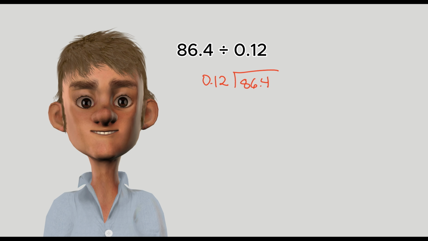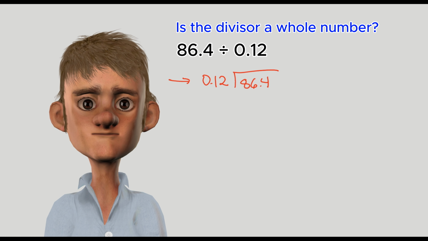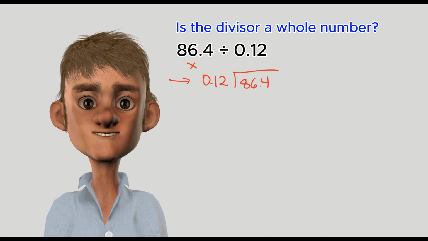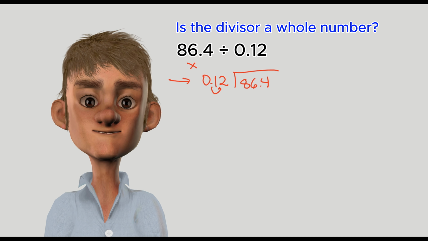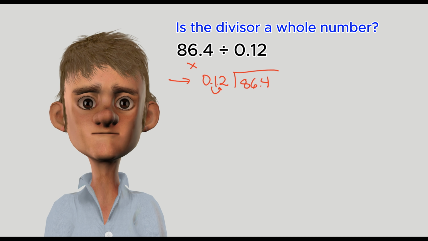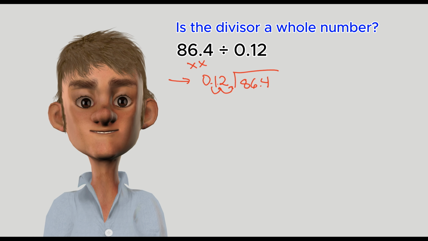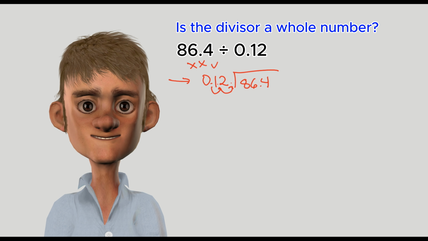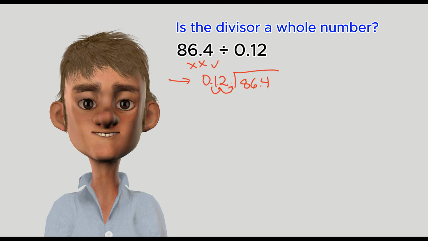Now let's ask ourselves the important question. Is the divisor a whole number? No. So, we need to make it a whole number in order to go through the process. Let's move the decimal going to the right. Is that a whole number? No. Let's move again, our decimal. So, we move our decimal twice. Is that a whole number? Yes. Remember, whatever you do to the outside, you need to do it to the inside.